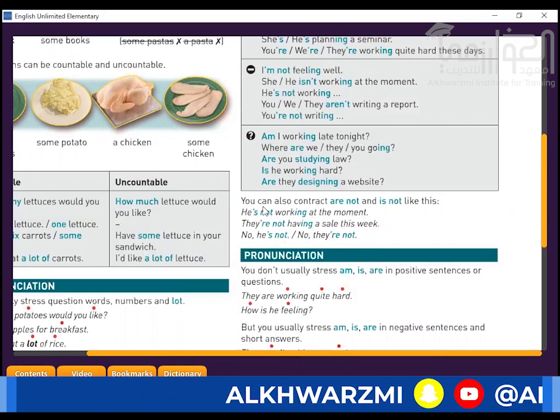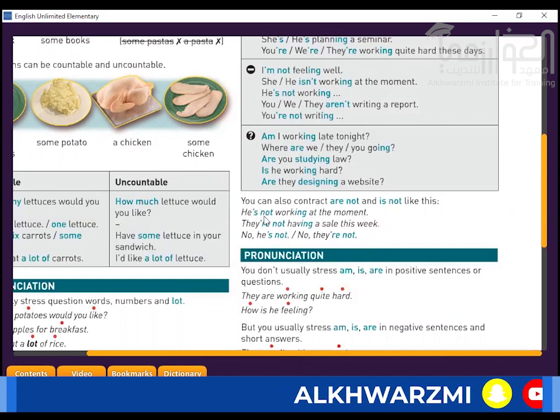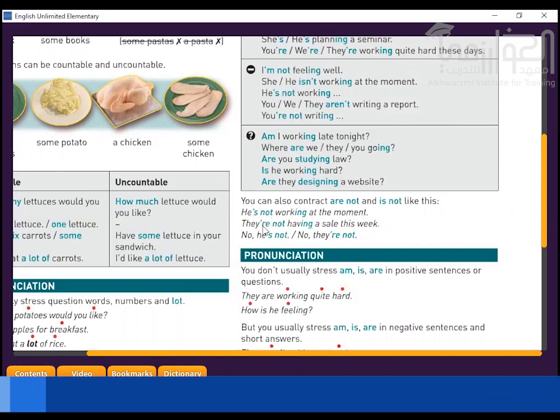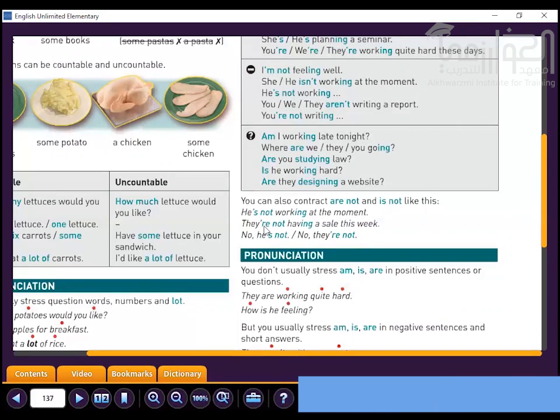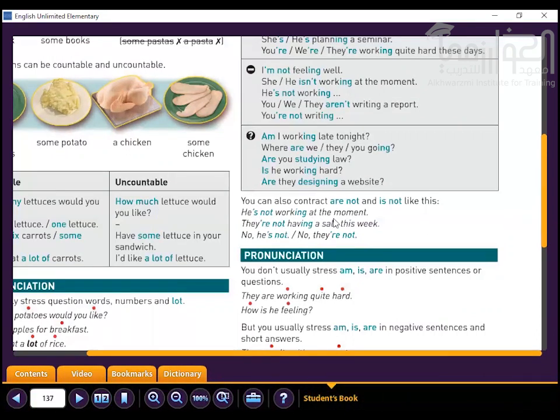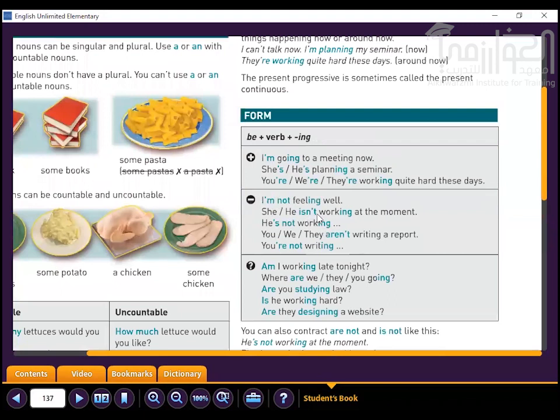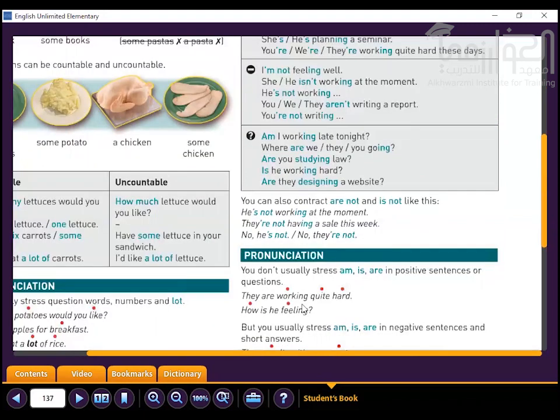So itisal, two forms of itisal, isnain. Isn't or is not. Aren't or are not. Okay, so we can see that here is isn't, or is not, and then aren't, or are not, they're not.